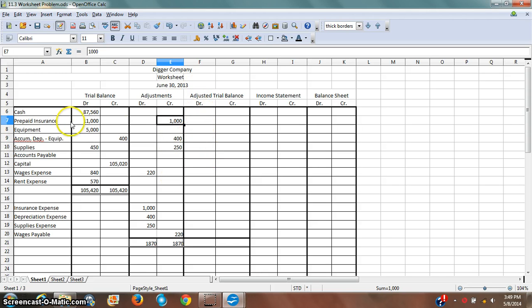And so for accounts like prepaid insurance, where there's one that's different, we have to know which one of these is the normal balance. And so you'll have to have that memorized.